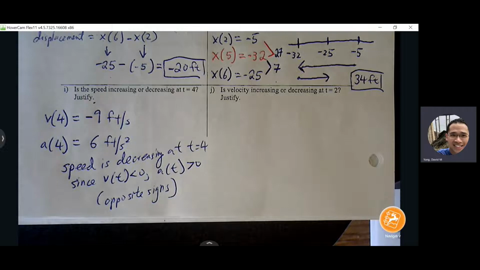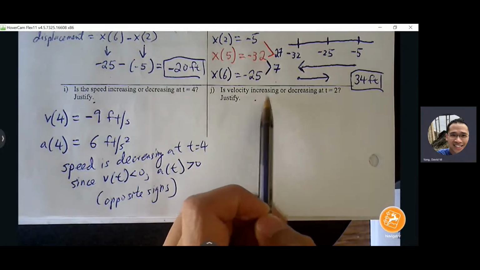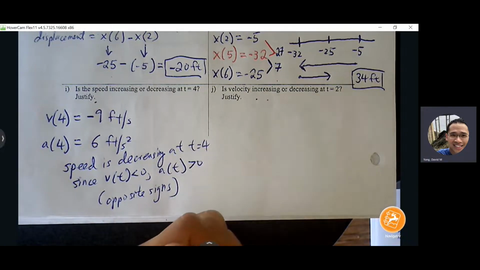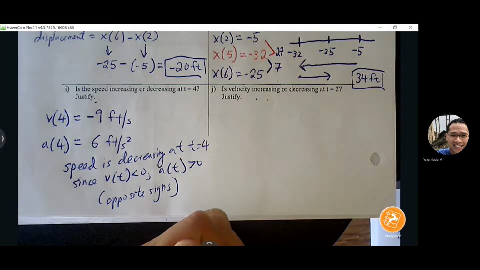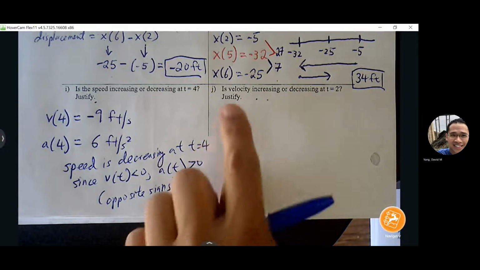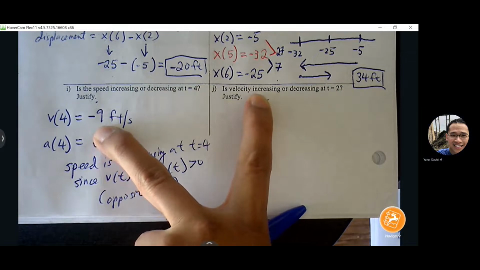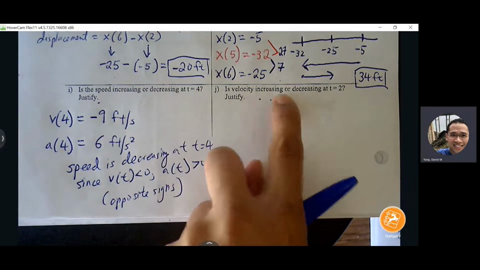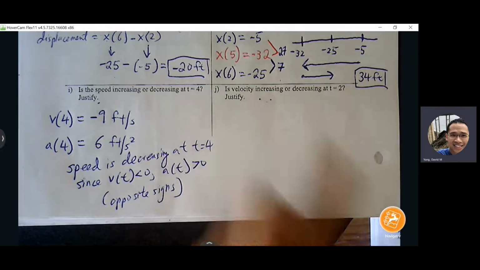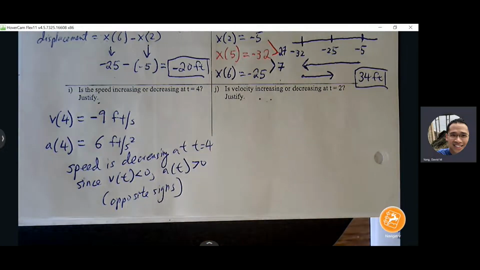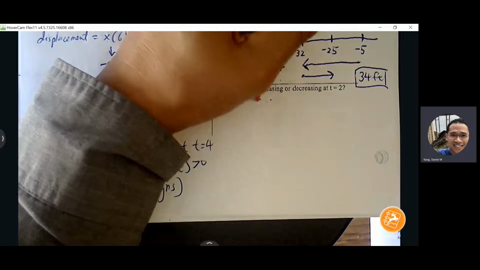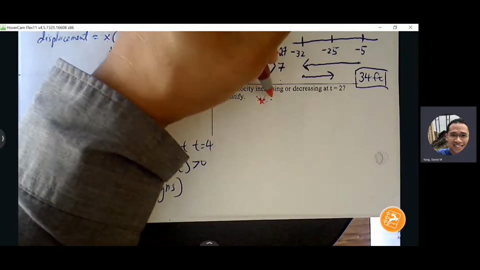Okay, part J is another one that students have some trouble with. Is velocity increasing or decreasing at t equals 2? Can I just look at the velocity and check the sign and go from there? Okay, so this is not asking about velocity here. This is talking about what? About acceleration.